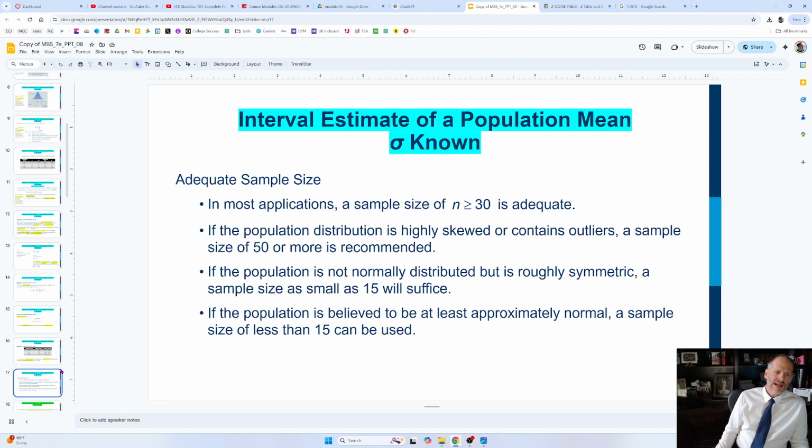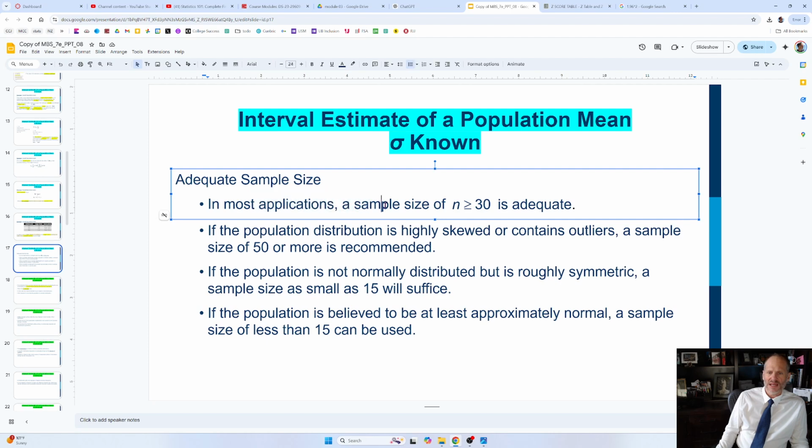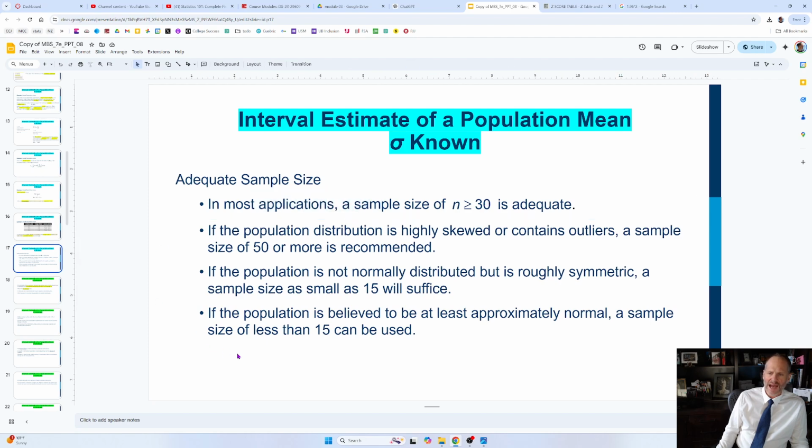All right, last slide in all of this. Interval estimate of a population mean where the standard deviation of the population is known. Adequate sample size. In most applications, a sample size of n greater than 30 is adequate. So we're seeing that as a common theme. And if the population distribution is highly skewed or contains outliers, a sample size of 50 or more is recommended.